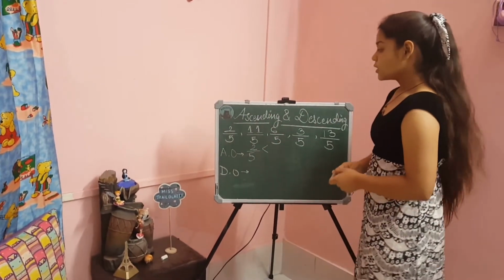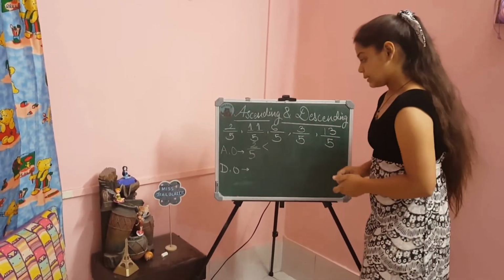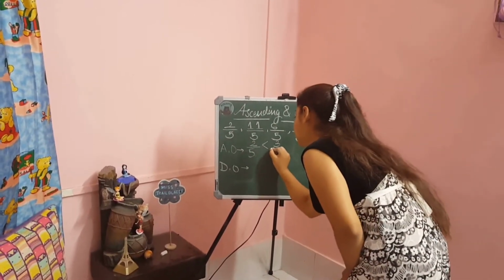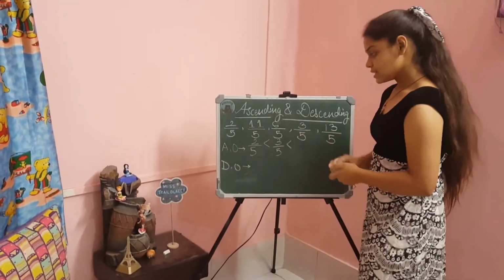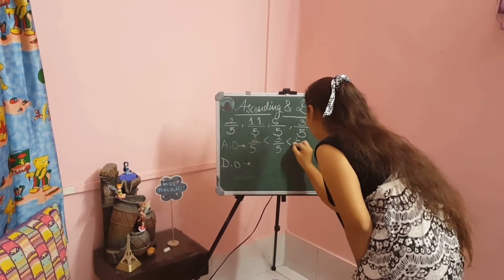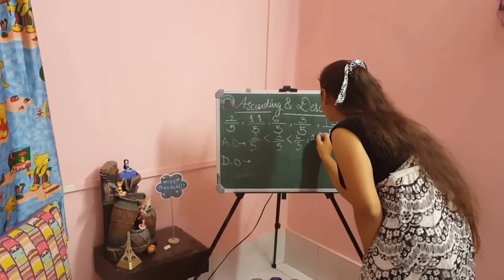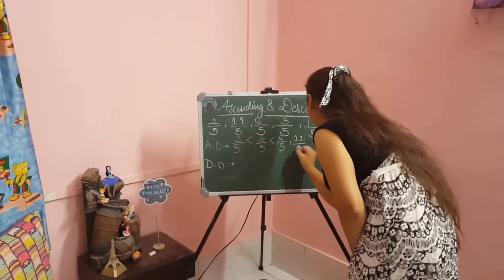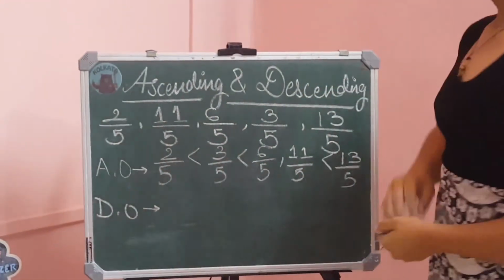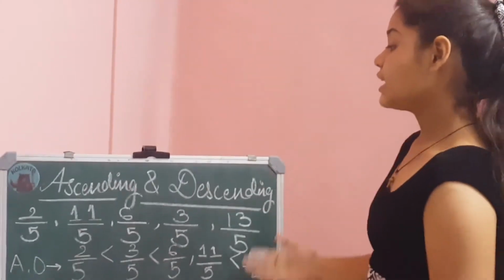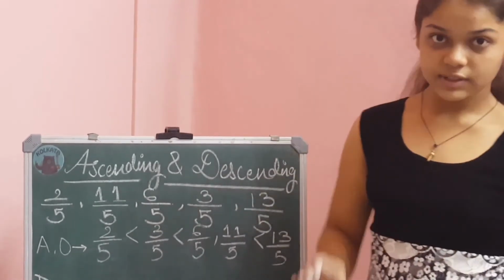The second number will be a bit larger than 2 but smaller than the rest of the numbers, which is 3. So next fraction will be 3 by 5. After that, we will be having 6 by 5, 11 by 5 and 13 by 5. So here what we did was just like our normal ascending order. You just need to see the numerators here. Don't worry about the denominator.